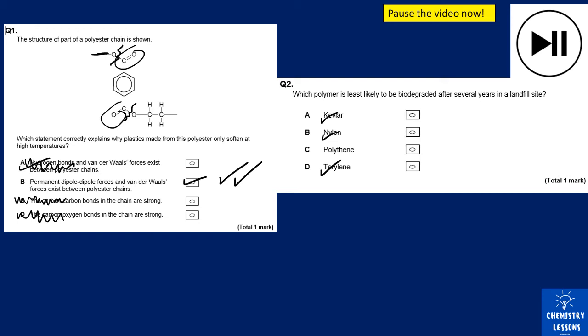Polythene, that's an addition polymer. That's the only one. That's not going to break down because of its strong carbon-carbon backbone. Kevlar, nylon, terylene will all have some either amide links or ester links in them, so they will biodegrade. The answer for this is C.